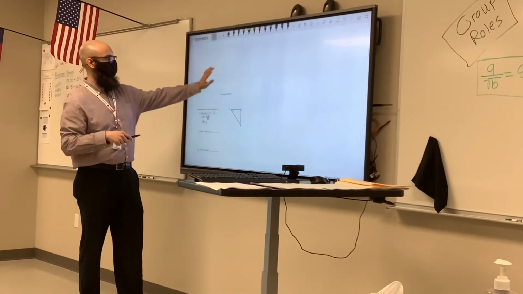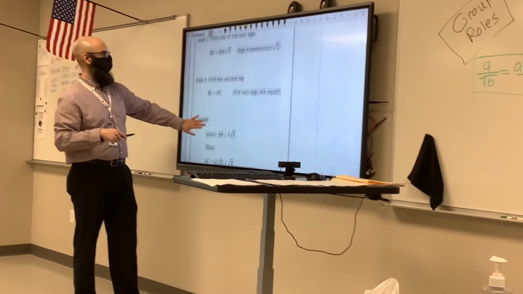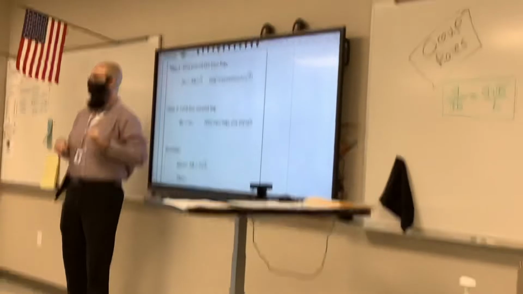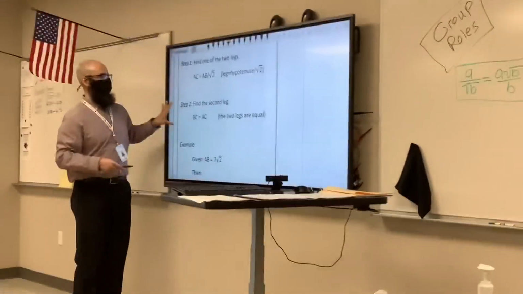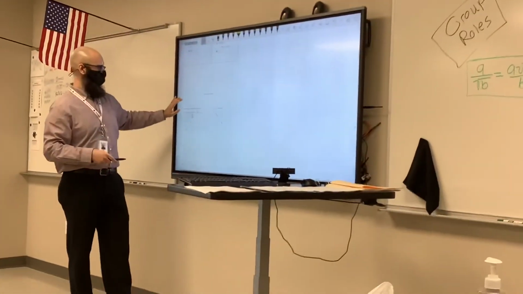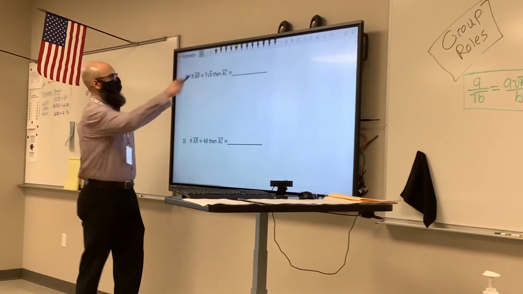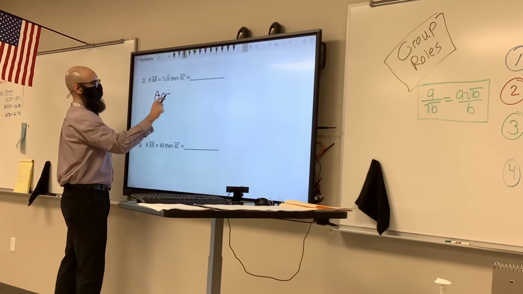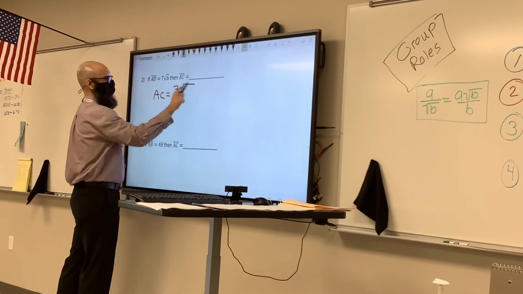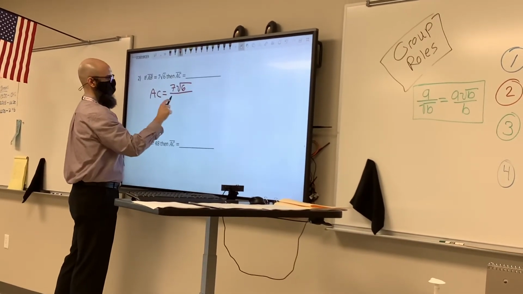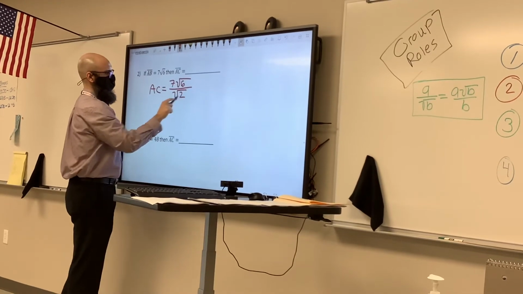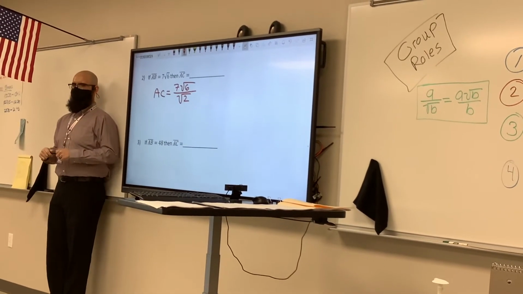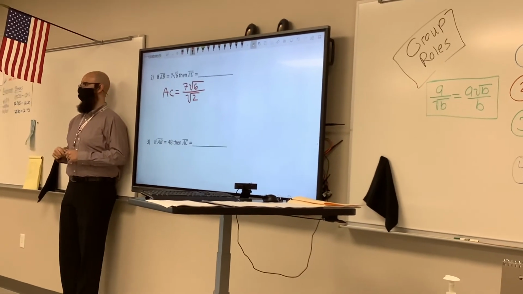I'll zoom in and put it on the board again. You should have it in front of you. Step 1, leg equals hypotenuse divided by the square root of 2. So we're back at that situation. Okay, so that means that once again, as before, AC is equal to 7 times square root of 6 divided by the square root of 2. Okay, because that was our step 1.